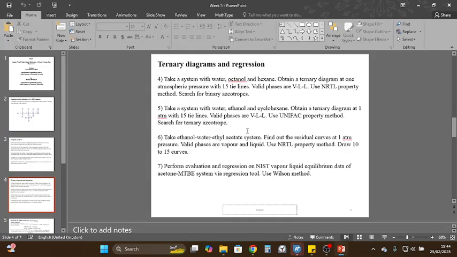Now we are going to do some ternary analysis. Like all the questions, they are almost similar to each other, so I'm going to show only one. We are going to do the sixth question. For an ethanol, water and ethyl acetate system, we have to find the residual curves at 1 atmosphere pressure. The valid phases are vapor and liquid. We have to use the NRTL property method and draw 10 to 15 curves for this ternary analysis. Okay, so let us start.